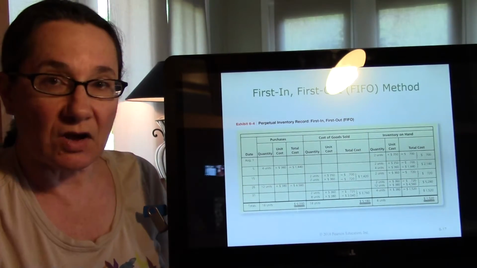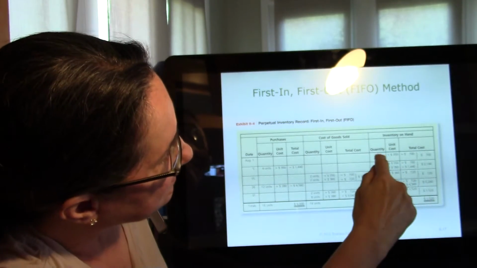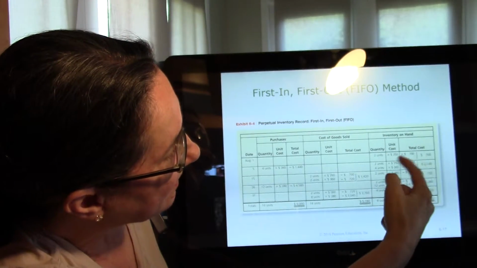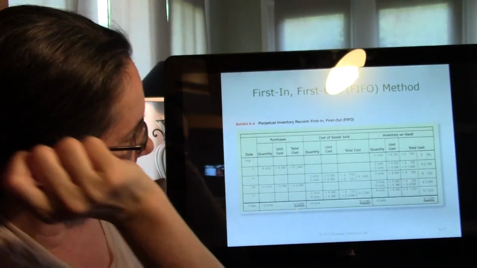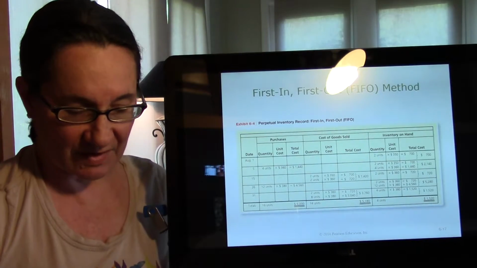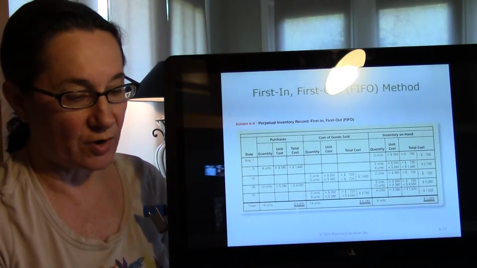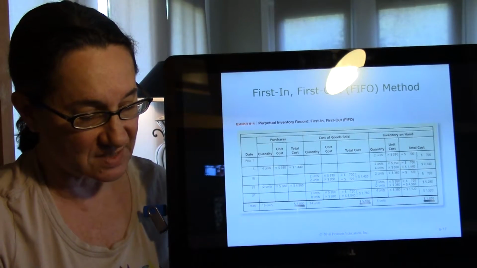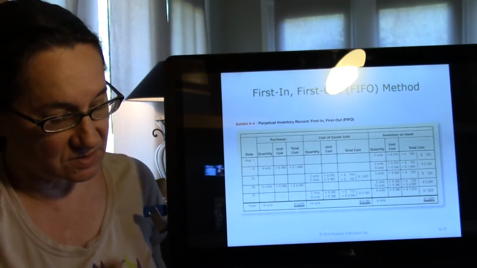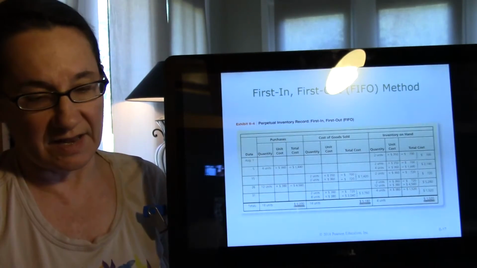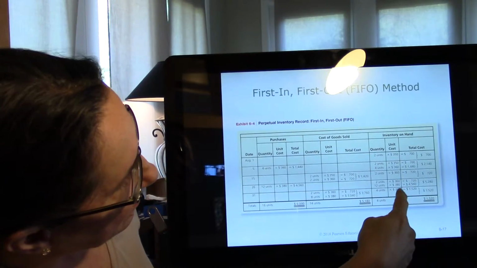Then we bought 4 more, but they cost $3.60. So here's 4 times $3.60 total cost. So there you go, 2 units at the old price, 4 units at the new price, right? And there's our total, all right? Now we have 6 units. On August 15, we sold 4 units. So according to FIFO, first in, first out, we sold 2 units at the oldest cost, and then 2 units at the new cost, and that leaves the 4 units that are in stock, right?